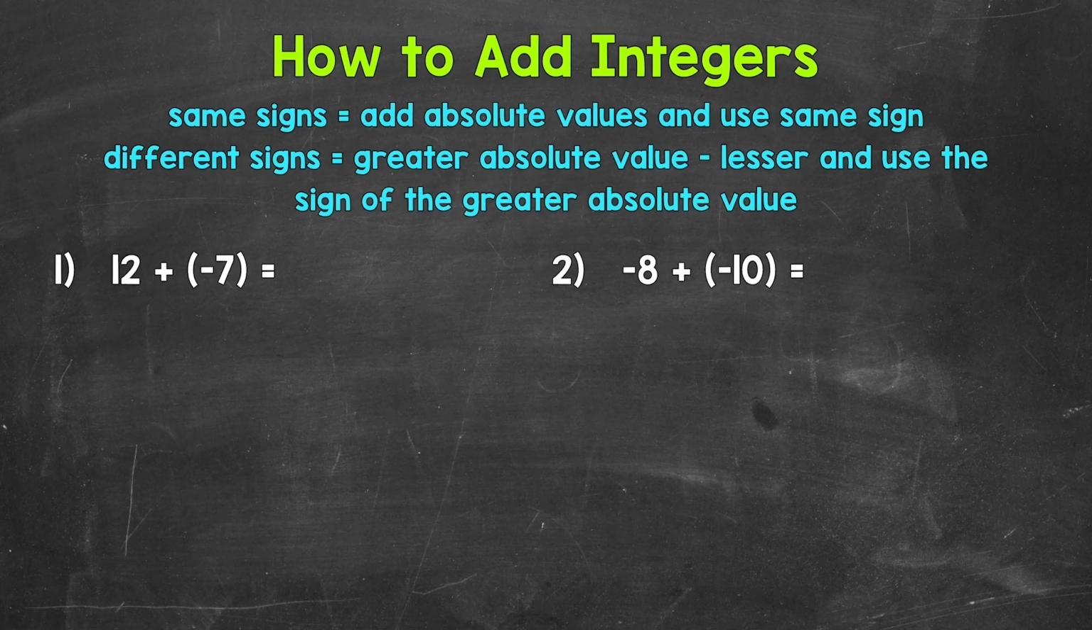And when it comes to adding integers, there are a couple of different ways to think through these, so I'll show you 2 ways to go through each of our examples here. Let's jump into number 1, where we have 12 plus -7.